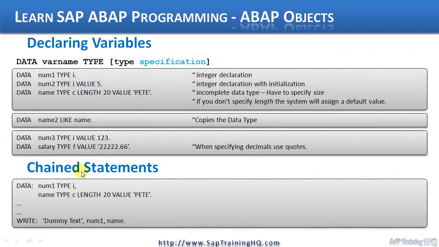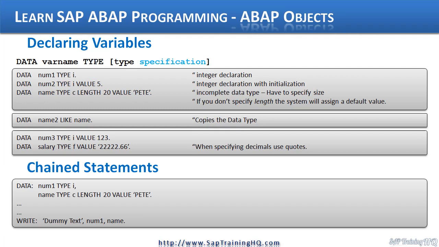So let's have a look at how we declare variables. Pretty straightforward, and you should be familiar with this. We start off with the DATA statement, then we specify our variable name, then we specify our type. We use TYPE and then give the actual type, so integer and so on. Here's some examples. We have DATA, num1 is a variable name, then we're going to use a type I. So that just declares a normal integer. Next line, num2, type I, with a value of 5, and this just shows that we are initializing the integer with a specific value as soon as we declare it.